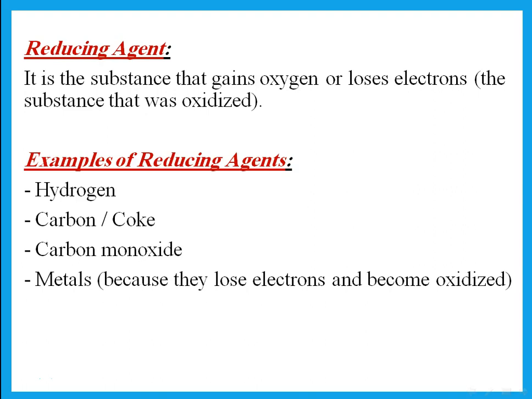The reducing agent, again, is the one that has been oxidized, or the one that gains the oxygen. That means it causes the other one to be reduced, so it is the reducing agent. If the question says suggest examples of reducing agents in a lab, when we want to do a reaction in which we need a reducing agent, then we react the substance with hydrogen, or with carbon, usually in the form of coke, or with carbon monoxide or metals. Because metals lose electrons, they become oxidized. The other substance is gaining the electrons and becomes reduced, so metals act as reducing agents.